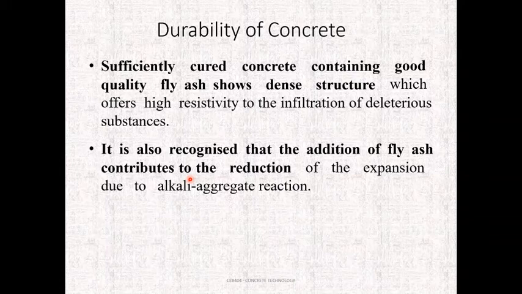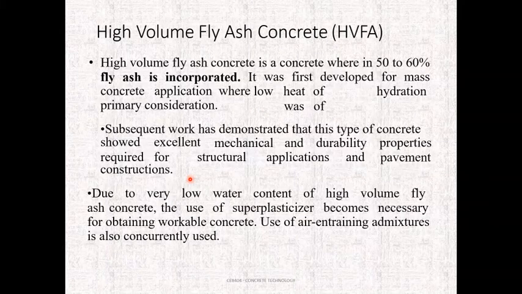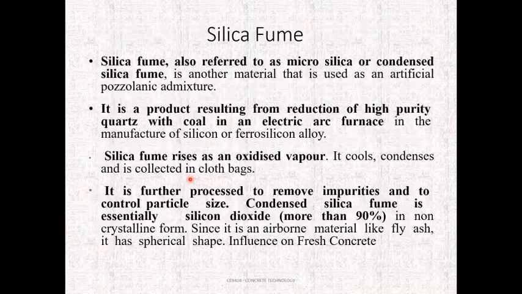It is also recognized that addition of fly ash contributes to reduction in the expansion due to alkali aggregate reactions. The high volume fly ash concrete is that concrete which has 50 to 60% of fly ash incorporated in it. It was first developed for mass concreting where low heat of hydration is of main importance. Due to the low water content of the high volume fly ash, use of plasticizers became necessary and use of air entraining agents is common.